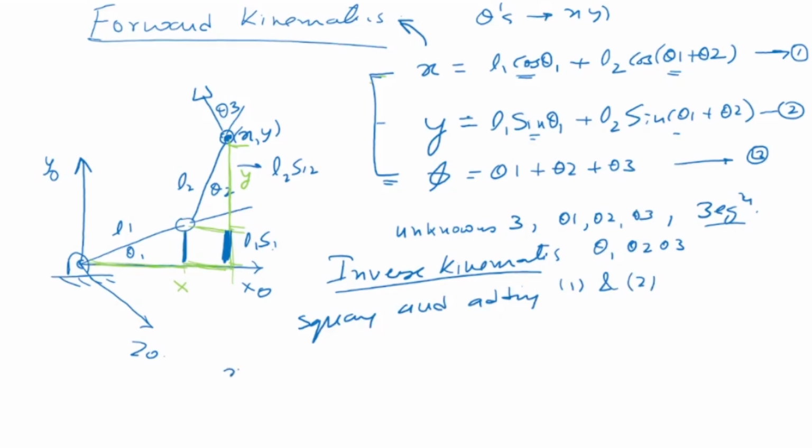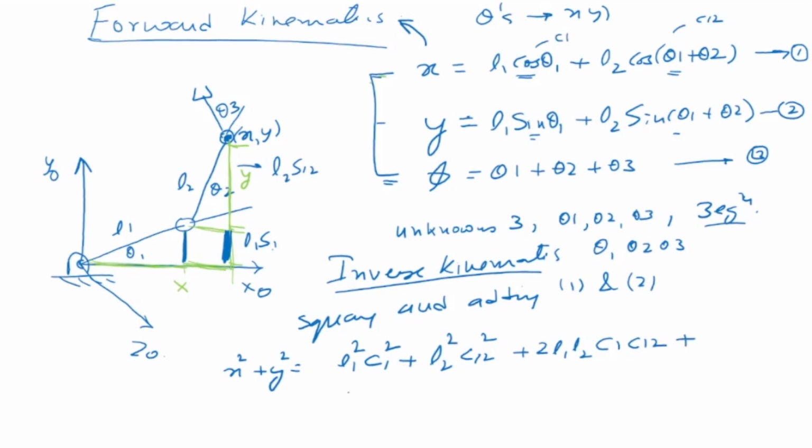What we get is x squared plus y squared is equal to L1 squared cos 1 squared, I'm writing in short, plus L2 squared cos 12 squared plus twice L1 L2 cos 1 cos 12. This I'm writing in short as cos 12, this as cos 1. Plus the second term I'm writing below: L1 sine 1 squared plus L2 sine 12 squared plus twice L1 L2 sine 1 sine 12. So I'm squaring and adding both these equations.